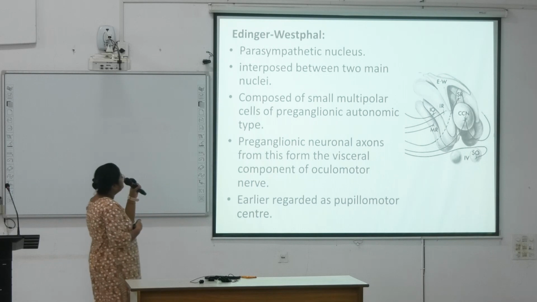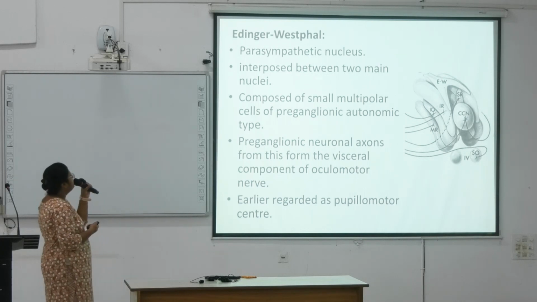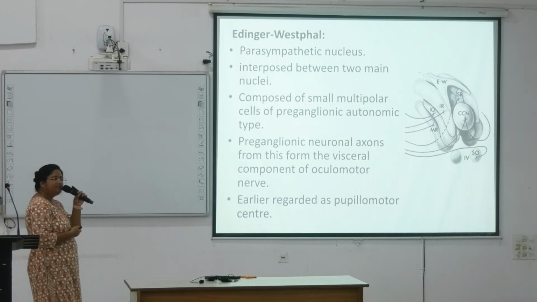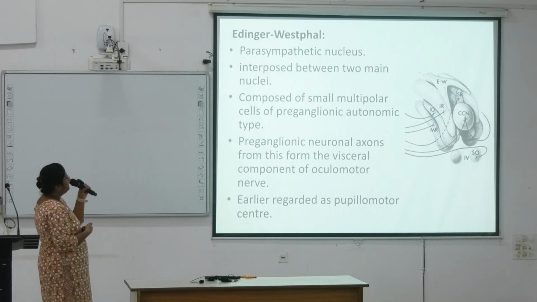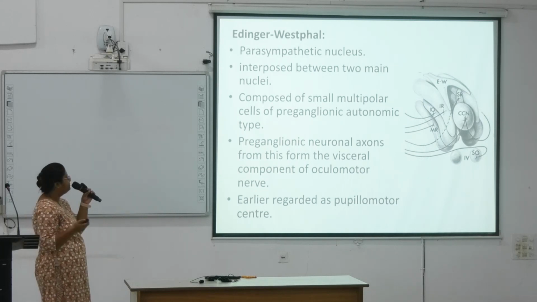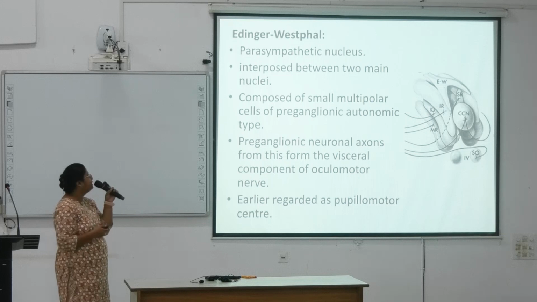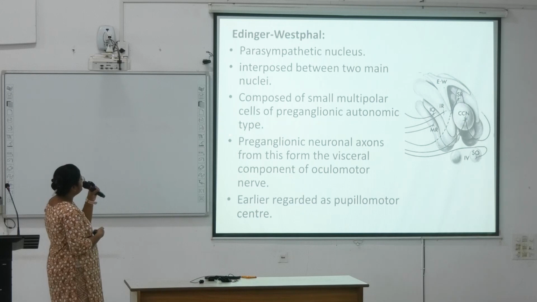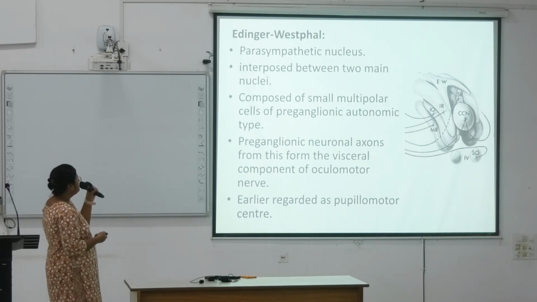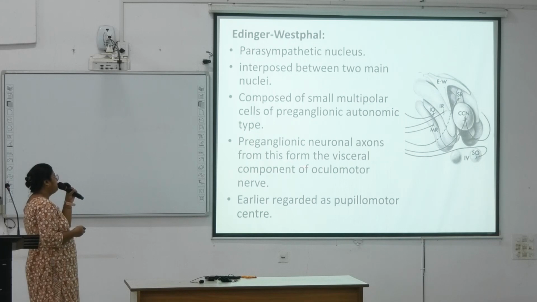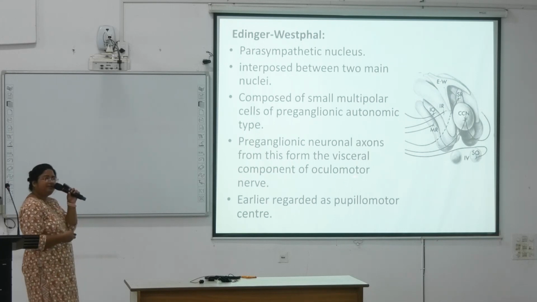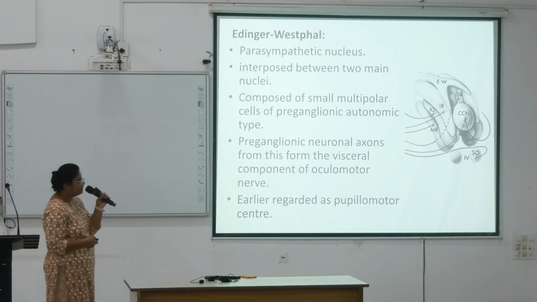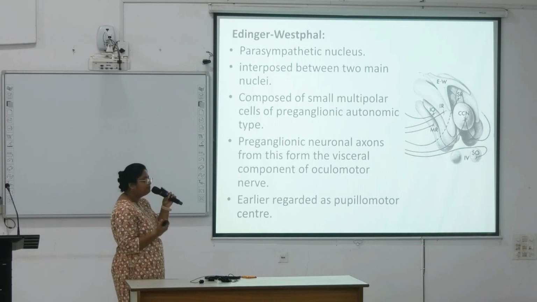Next, we go to the Edinger-Westphal nucleus. It is also a parasympathetic nucleus interposed between the two main oculomotor nuclei, lying between them, composed of small multipolar cells of preganglionic autonomic type. Preganglionic neuronal axons from this form the visceral component of the oculomotor nerve, earlier regarded as the pupillomotor center. Okay, it is controlling mainly the muscles of the pupil.